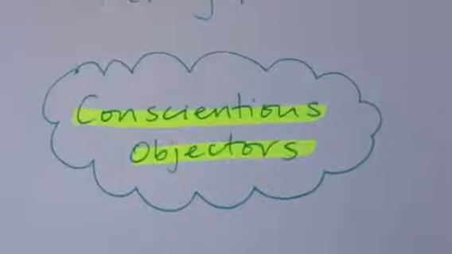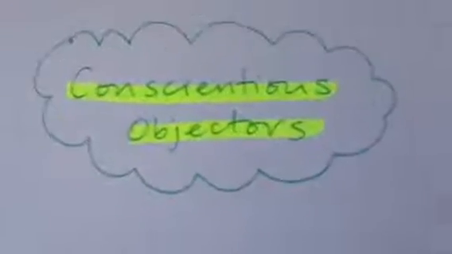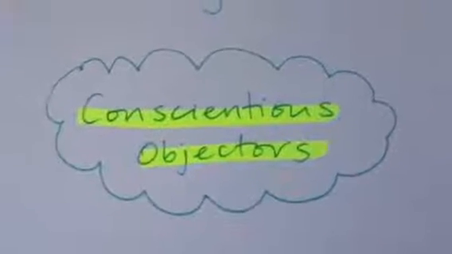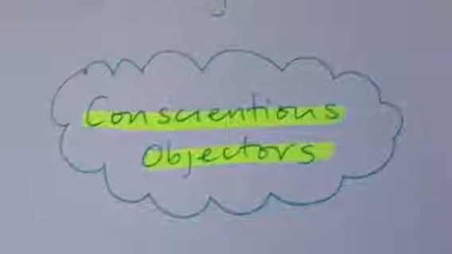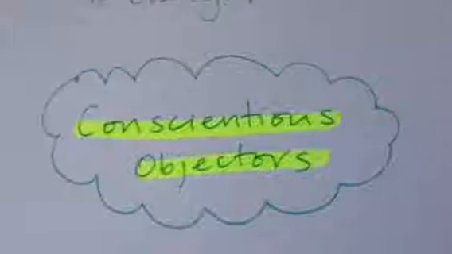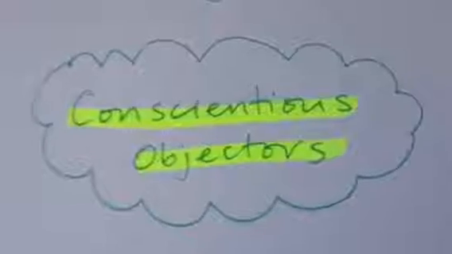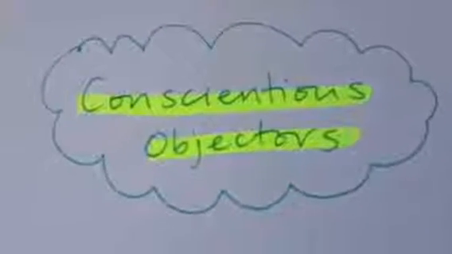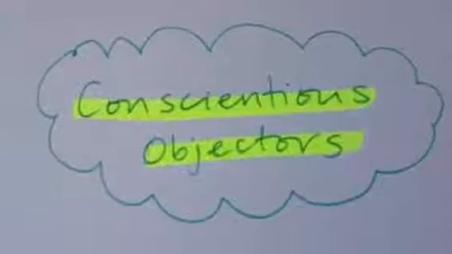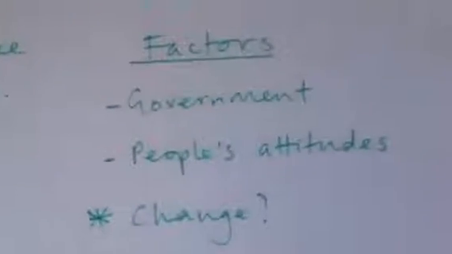Hey guys, just going to do a quick video on conscientious objectors, or conchies. When you get this kind of question in the exam, the chances are that you'll get some kind of comparison question. So it could be differences between World War I and World War II, or it could be differences between the way the government treated conchies and the way that people in society and people's attitudes were towards conchies at the time. Factors are pretty straightforward.